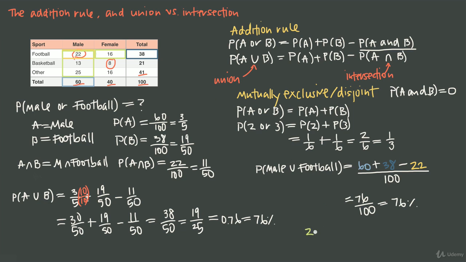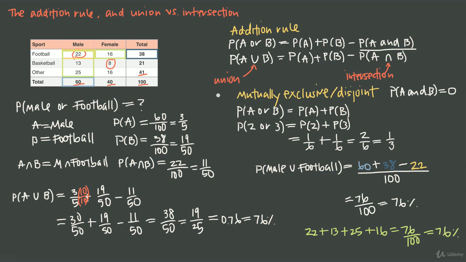So if we add all of those up, 22 plus 13 plus 25 plus 16, we get 22 plus 13 is 35. 35 plus 25 is 60. 60 plus 16 is 76. So we get 76 people out of the total of 100 participants, or again, 76%.